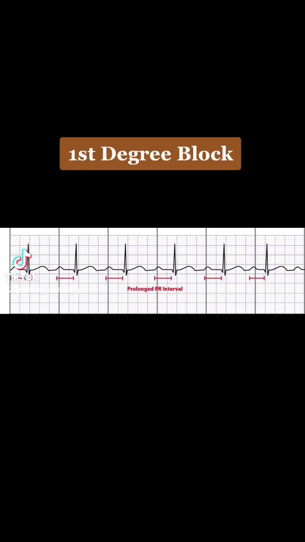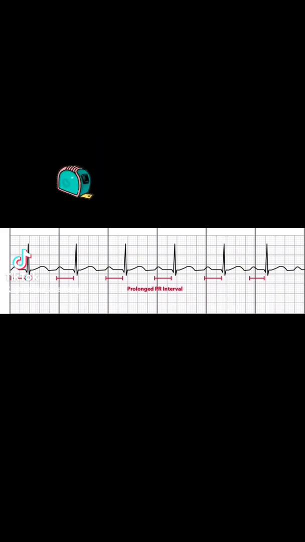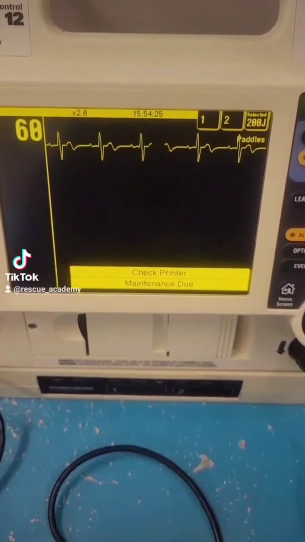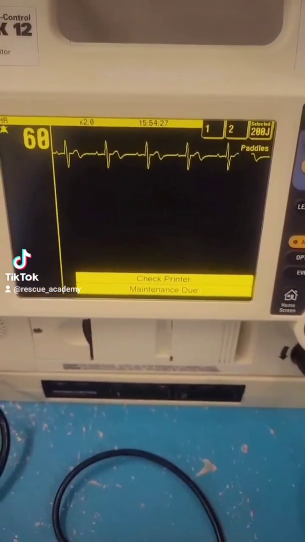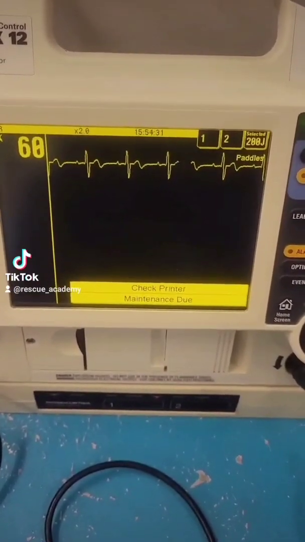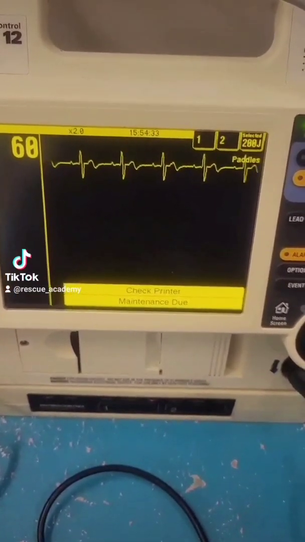So of course we have to start here with first degree block. Now with the first degree block, all I'm paying attention to is those PR intervals. Now if you could tell on this one, they look delayed. How you look at a PR interval is at the start of the P wave to the start of the QRS complex. A normal PR interval is going to be less than 0.20 seconds, which would equal out to less than 5 small blocks on an EKG paper. If it's greater than those 5 small blocks, it's considered a first degree block.